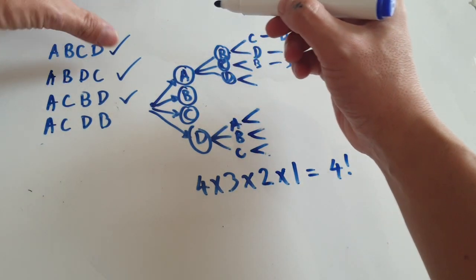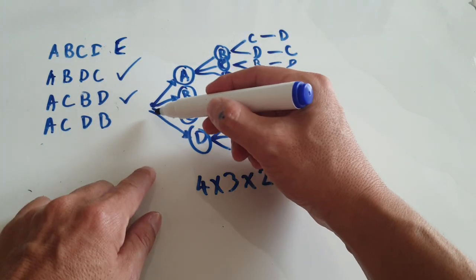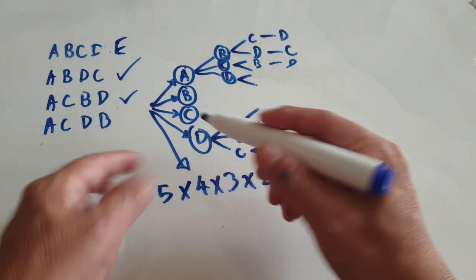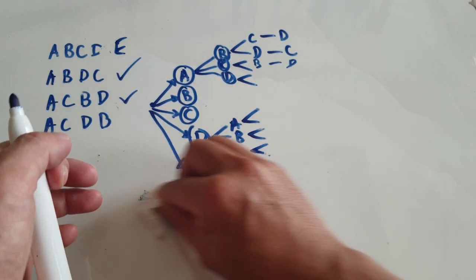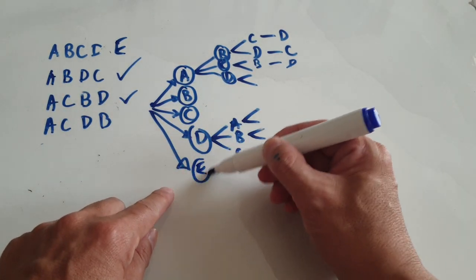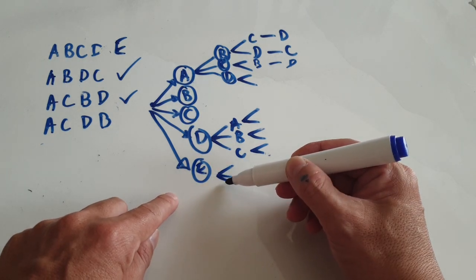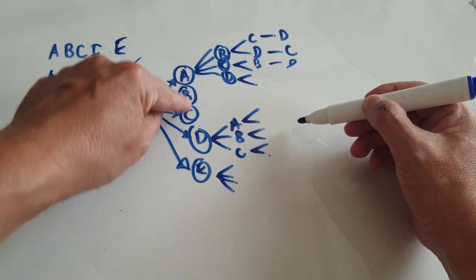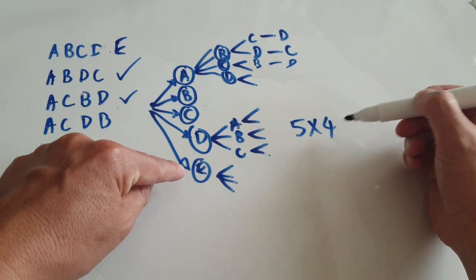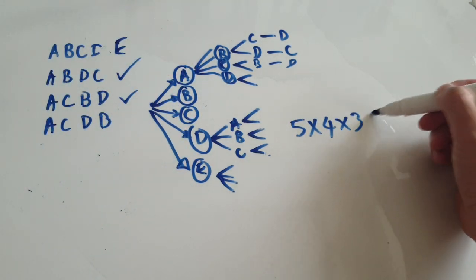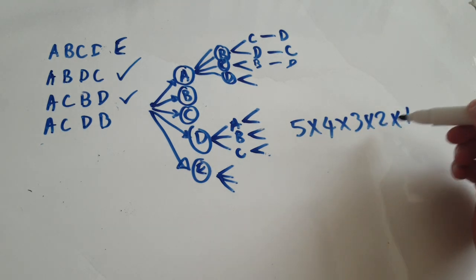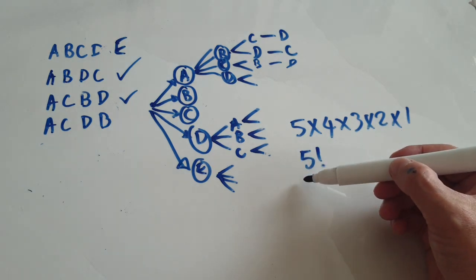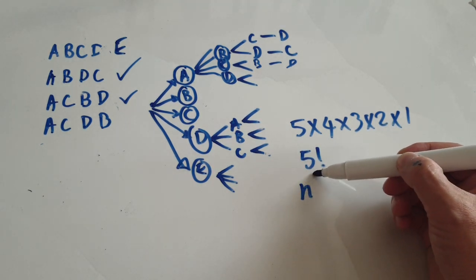If you have another letter, the tree will expand, and as it turns out, it will be 5 factorial, because if you have E here, you're going to have another 4 branches. Remember, each one would be 4. That's why it's 5 times 4, and then times 3 times 2 times 1. So it really boils down to 5 factorial. If you have n letters, then it would be n factorial.